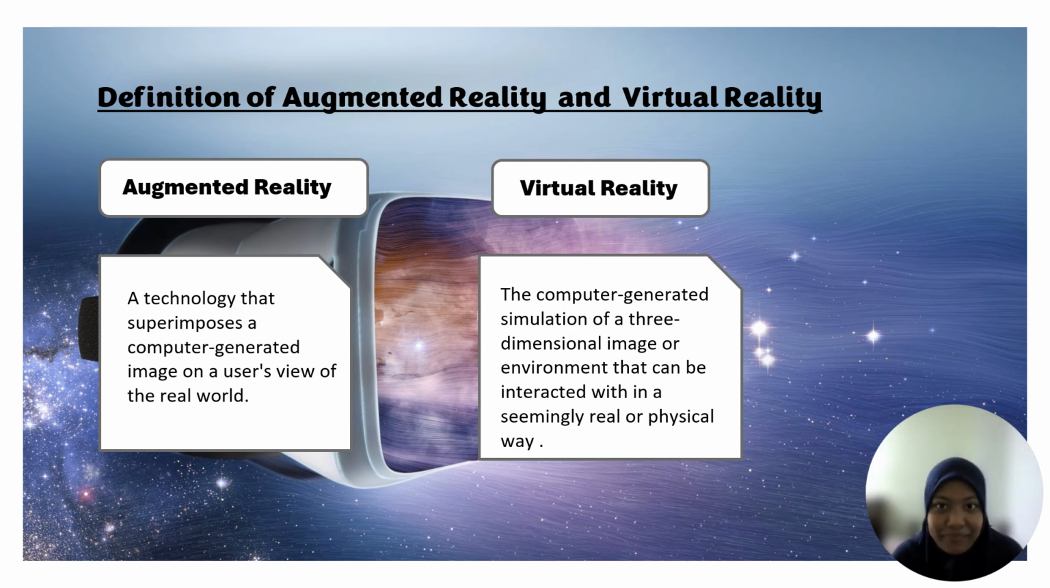Hi, I am Shadira. I would like to talk about definitions of augmented reality and virtual reality. For augmented reality, it's a technology that superimposes a computer-generated image on a user's view of the real world. Thus, it's providing a composite view. For virtual reality, it's a computer-generated simulation of a three-dimensional image or environment that can be interacted with in a seemingly physical way by using special electronic equipment, for instance, a headset or glove fitted with sensors.